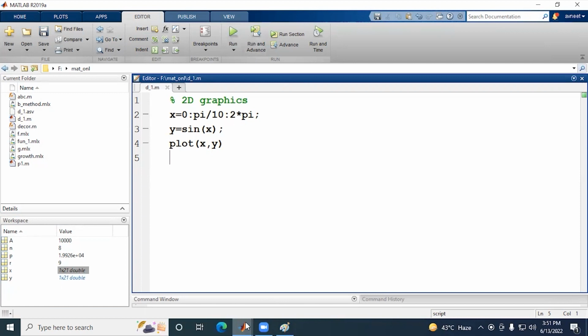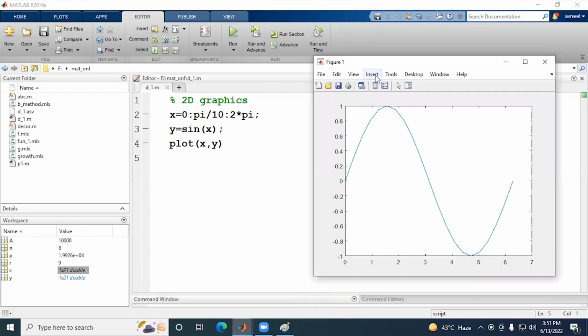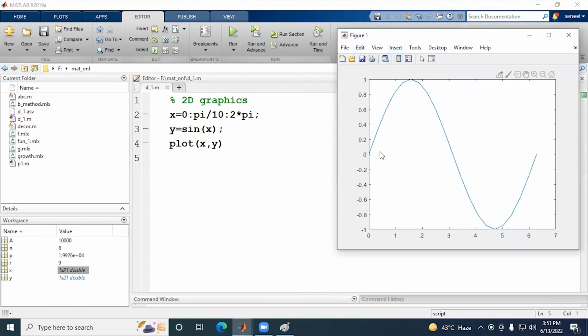Where is my figure window? I didn't close it previously, so this is my figure window, figure 1. And right now it is showing me the sine. See, the last point is 6.28. The first point is x0, y0. Where is my center point? This is my center point, 3.14. This is my pi. These 3 points I have just mentioned here: first, second, and third. In between, how many points do I have?